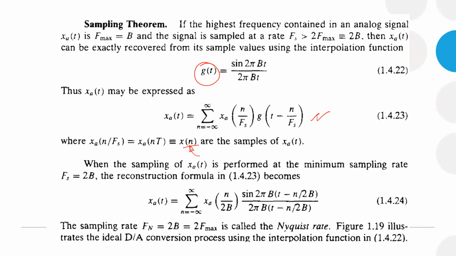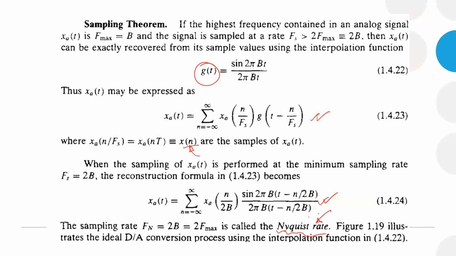Now, when the sampling of xa(t) is performed at the minimum sampling rate Fs equal to 2B, the reconstruction formula becomes xa(t) equal to the summation of xa(n/2B) into sin(2πB(t minus n/2B)) divided by 2πB(t minus n/2B). So the sampling rate Fs equal to 2B or 2F maximum is called the Nyquist rate. I have discussed this in the earlier slide.